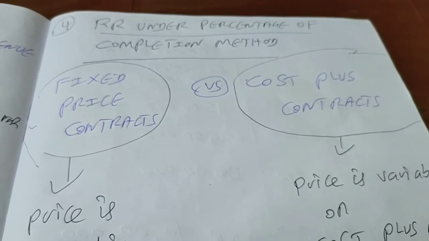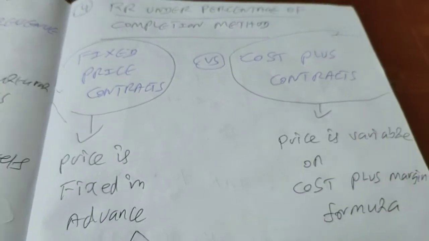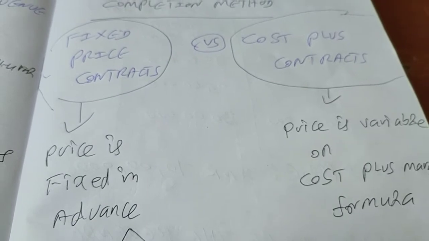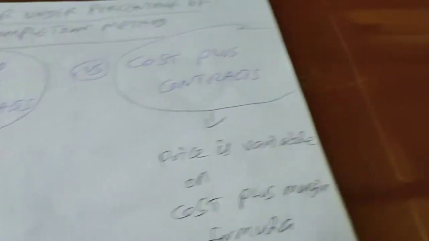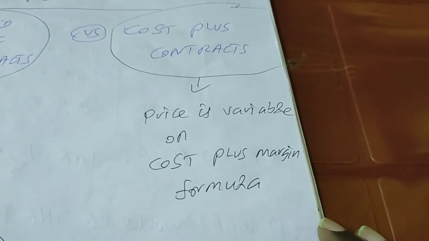One is known as fixed price contract. As the name suggests, the price is fixed in advance. Come what may, the buyer is going to pay the seller the agreed price. That's why it's known as fixed price contract. The other one is known as cost plus contract. That means the base price is fixed.